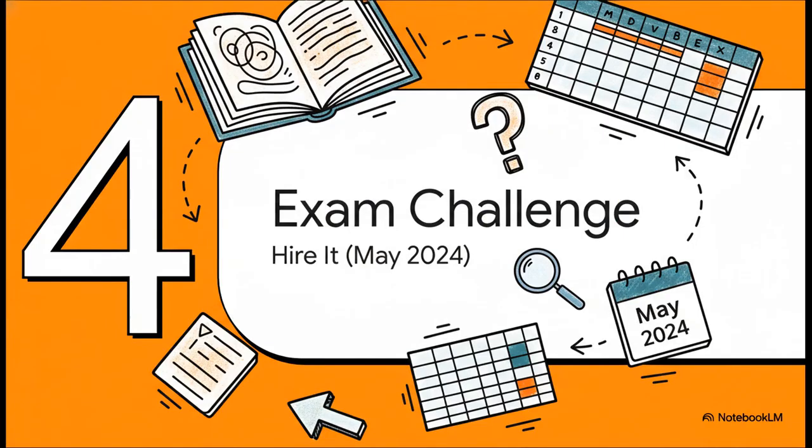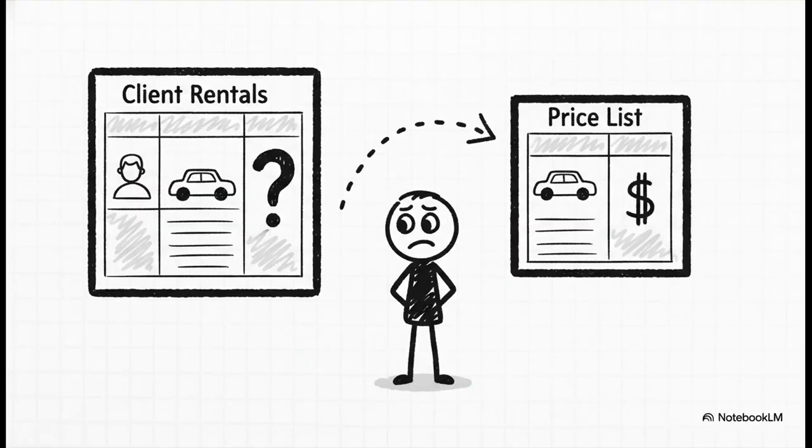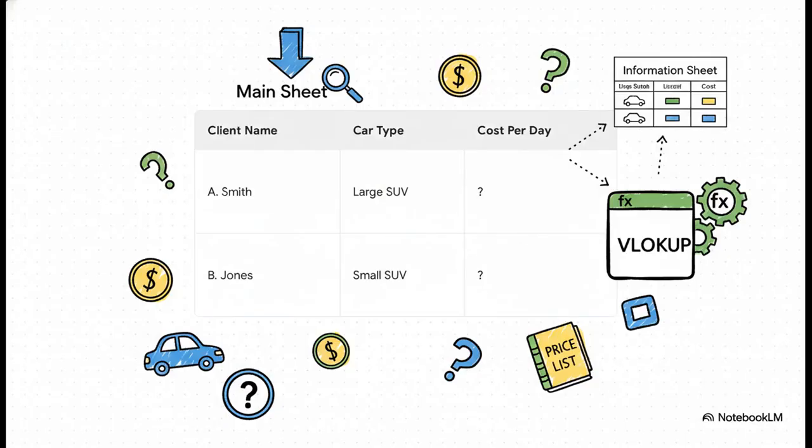All right, enough theory. Let's put this into practice with a real-world exam scenario. We're going to build a working formula from scratch, based on a task from a recent May 2024 paper. So, here's the mission. You're Maria, you've got this spreadsheet with a list of clients and the cars they've rented. Your job is to automatically fill in the cost per day for every single one. The only catch? The price list is on a completely different worksheet. So here's our main sheet. See that cost column with all the question marks? That's what we need to fill in, but the prices are hiding on another sheet called information.